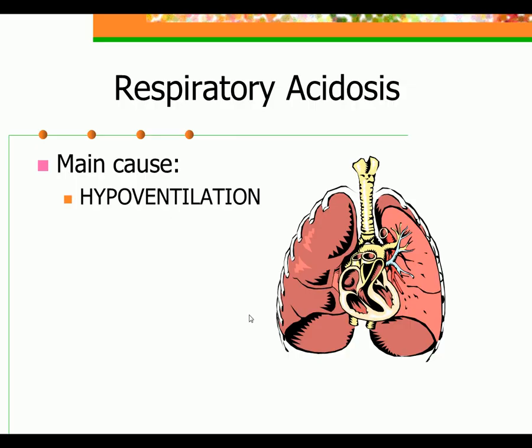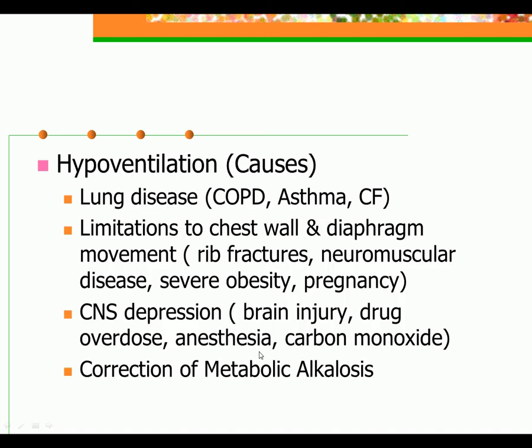Respiratory acidosis. The main cause is just the opposite, hypoventilation. Now I'm retaining too much of the acid part, CO2. Hypoventilation causes could be lung diseases such as COPD, asthma, and CF. So if I have someone who comes in with COPD, I should always be thinking respiratory acidosis. Same as with asthma and cystic fibrosis. Anything that causes limitations to the chest wall and diaphragm: rib fractures, severe obesity, pregnancy. Someone who's severely obese is at risk for respiratory acidosis. Someone who's pregnant is at risk for respiratory acidosis.